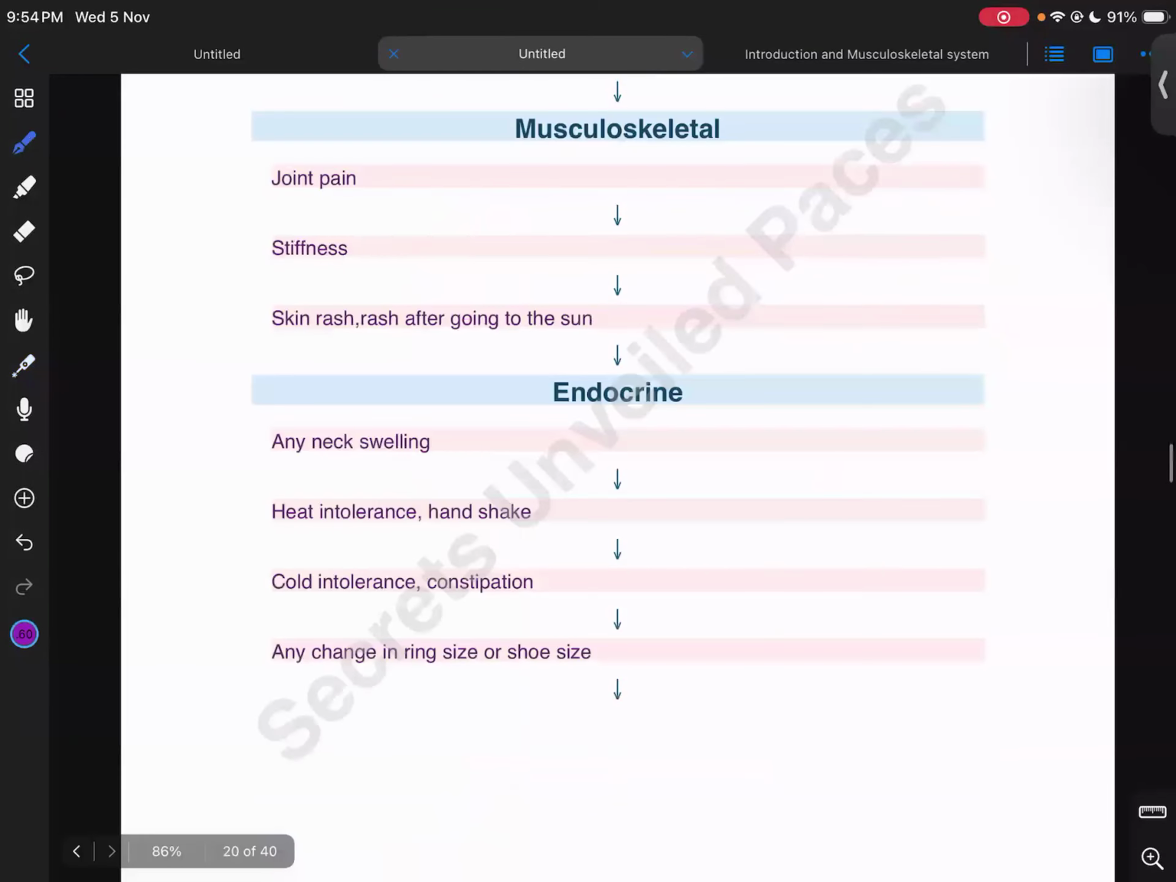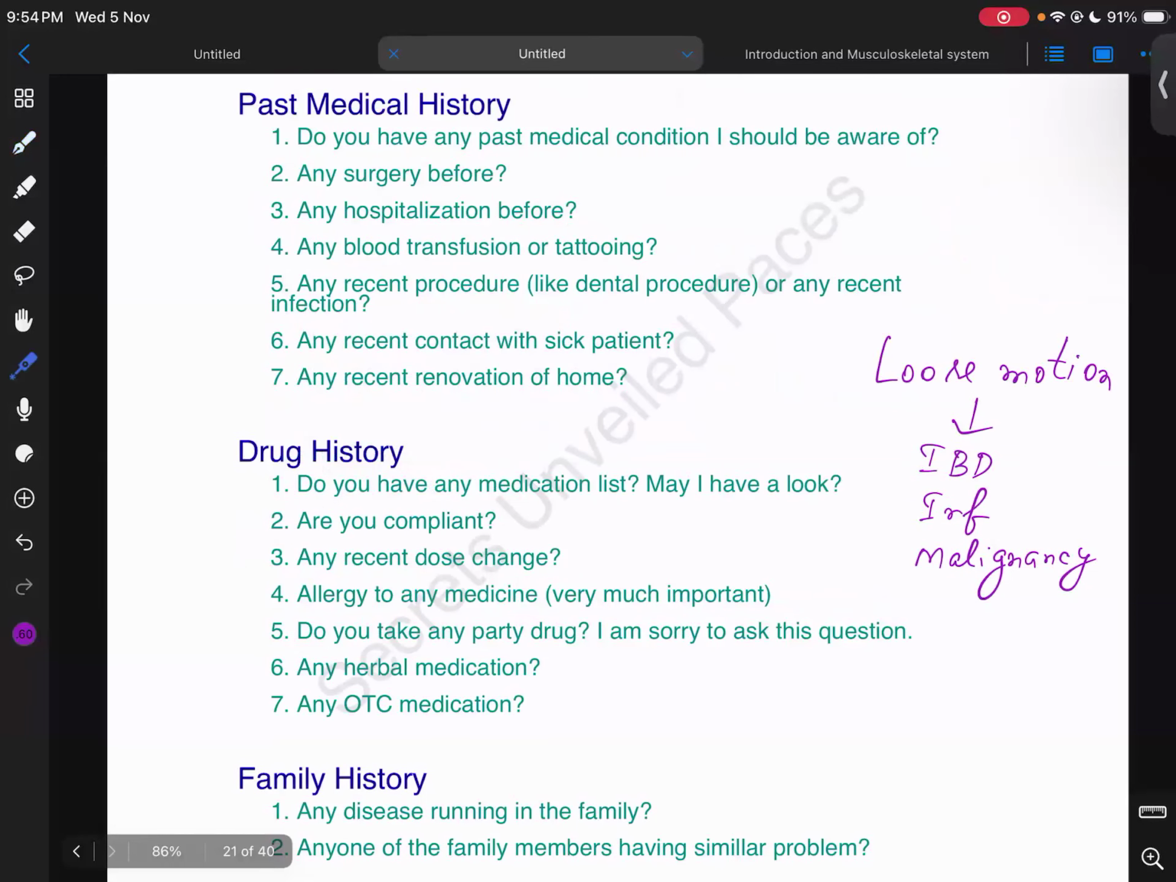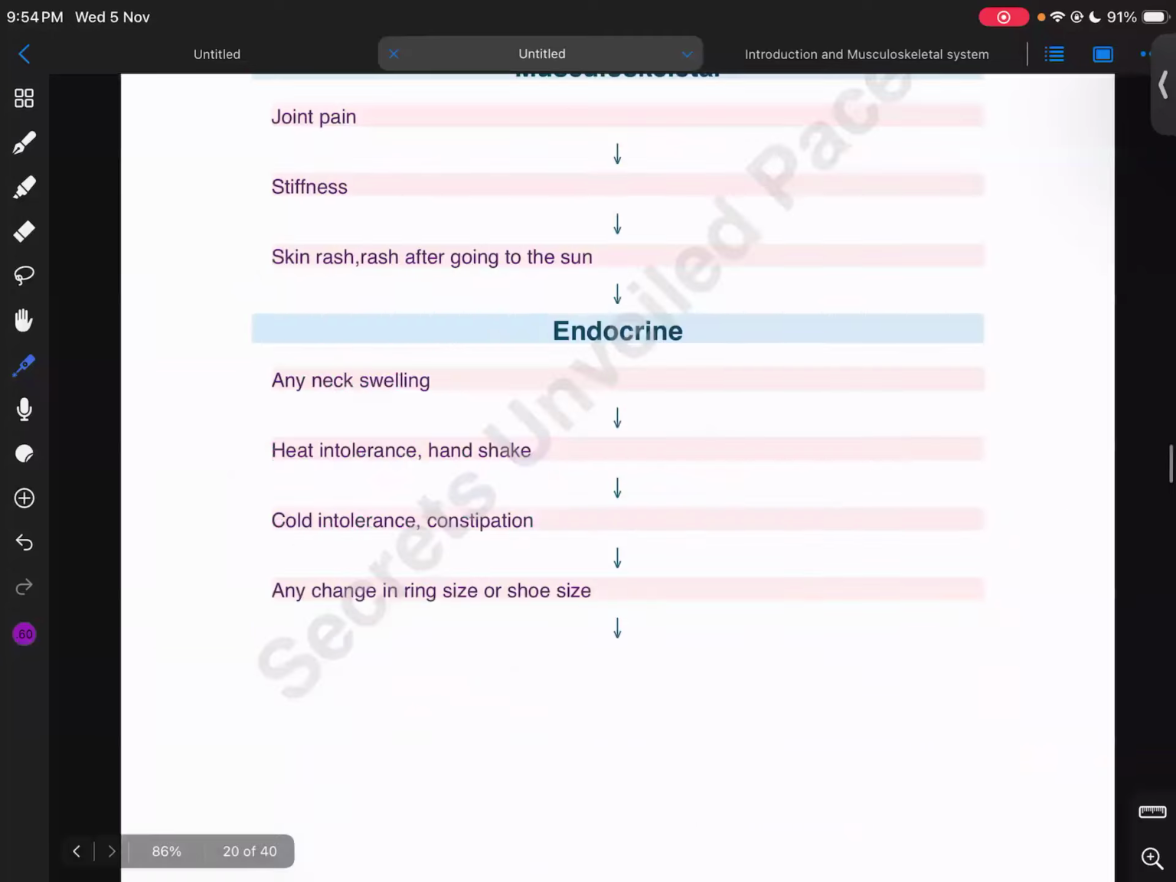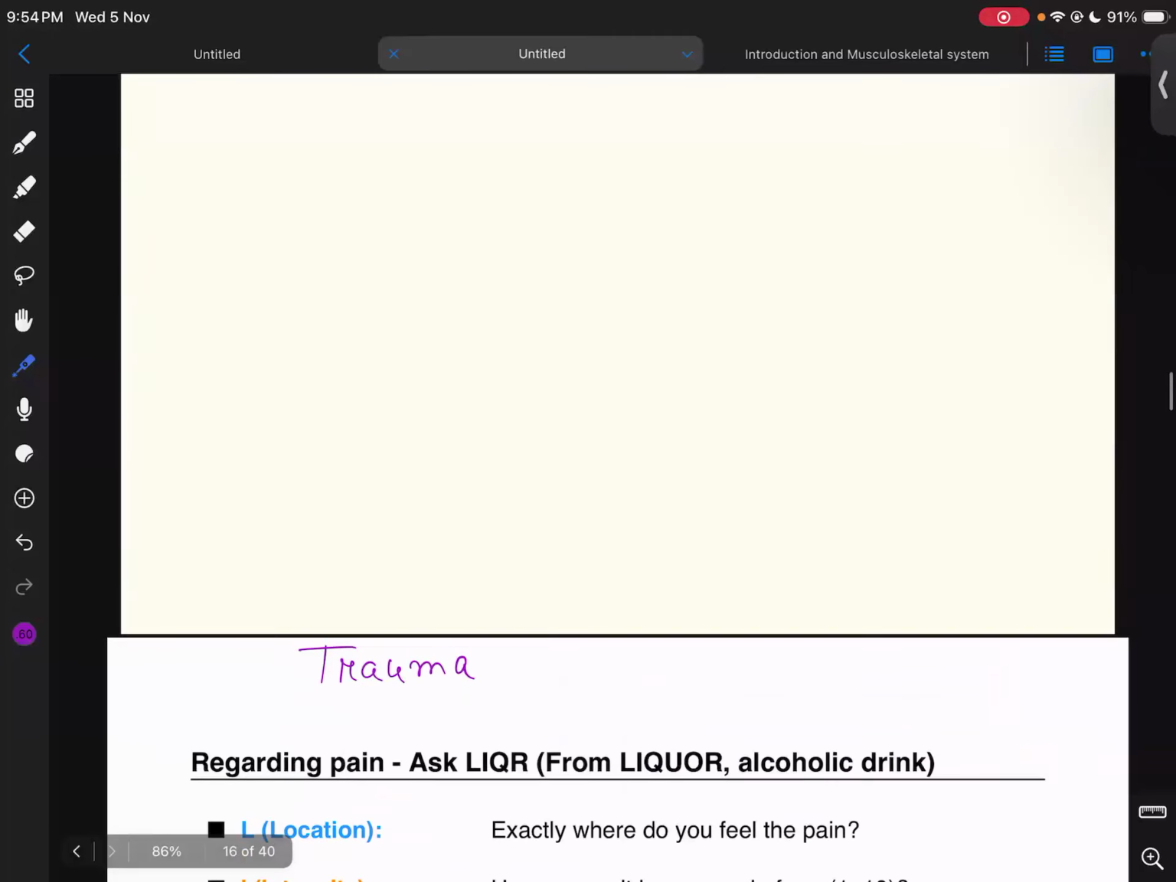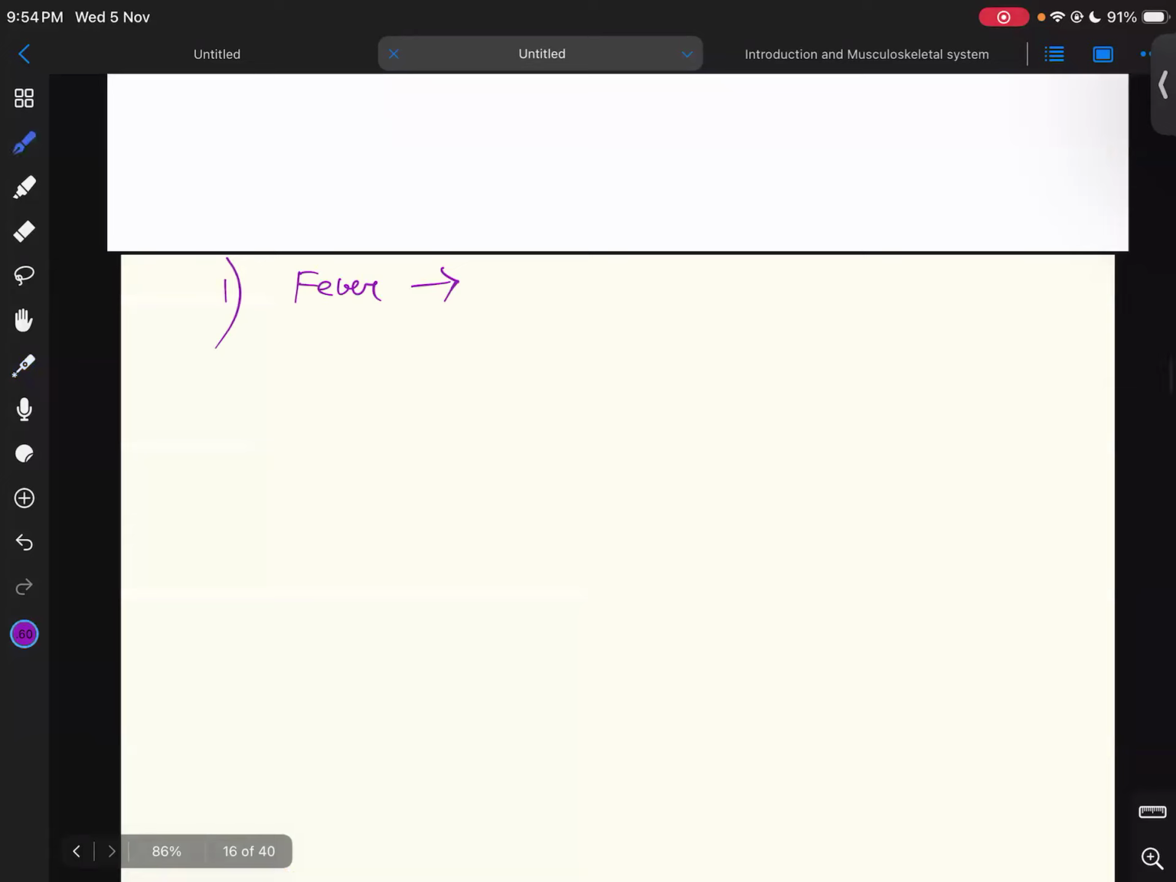At the very last, he asked about any recent procedure, like any dental procedure or any recent infection. The surrogate replied, "Yes, not recently, 2 months back I had a dental procedure." No other positive history. That was a dummy case. He was having fever for 2.5 months, and he had a dental procedure 3 months back. So can anyone tell me what the diagnosis is here?